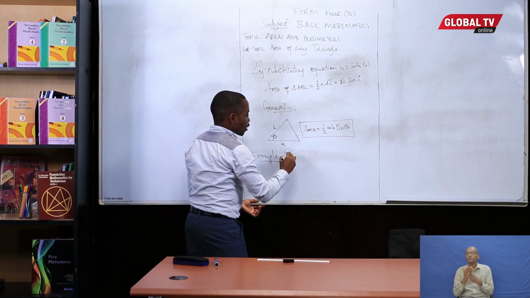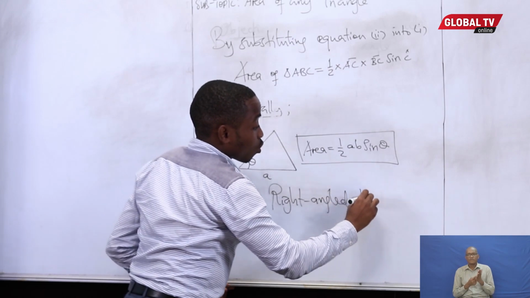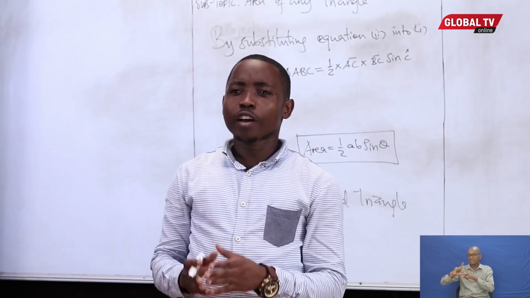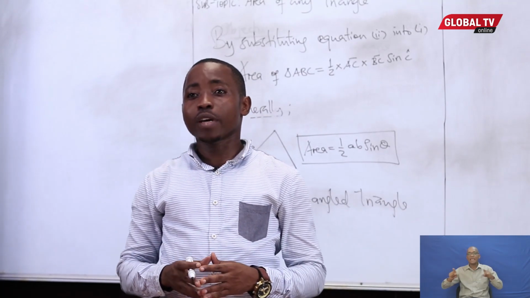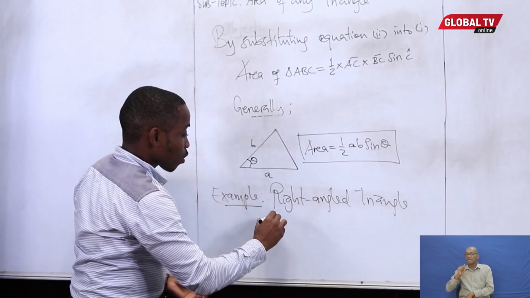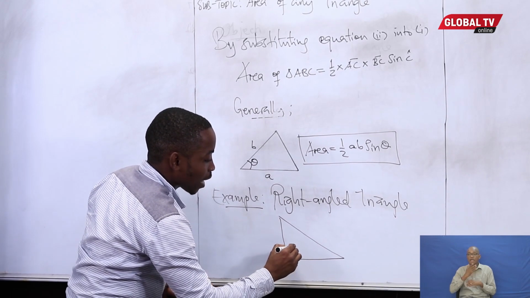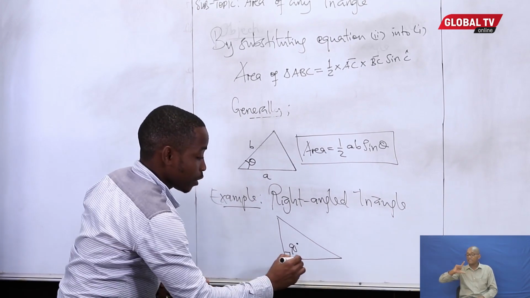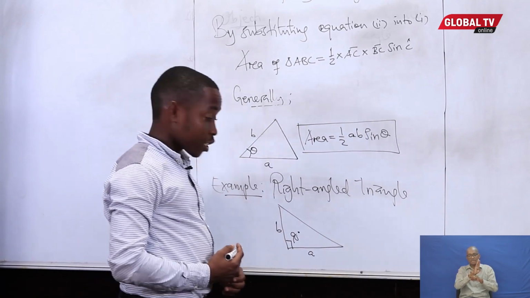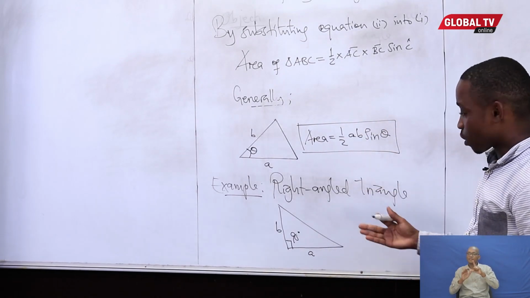If we have a right-angled triangle, why do they say the area of a right-angled triangle must be a half times base times height? There is no sine and whatever. For a right-angled triangle, we have a special case, this one. This is our right-angled triangle. Our angle here is 90 degrees. This is side A and this is side B. So if we need to find the area for this particular triangle, how can we write this one?